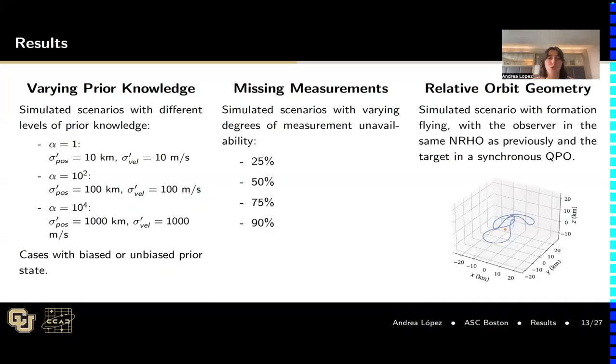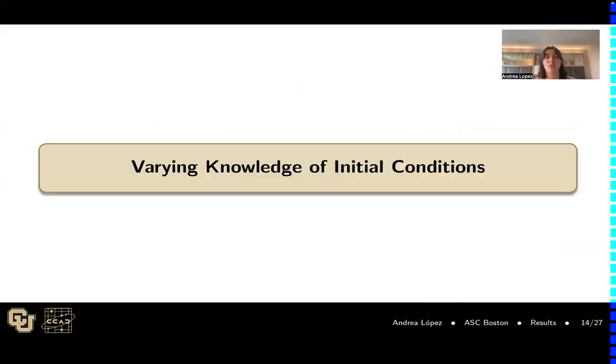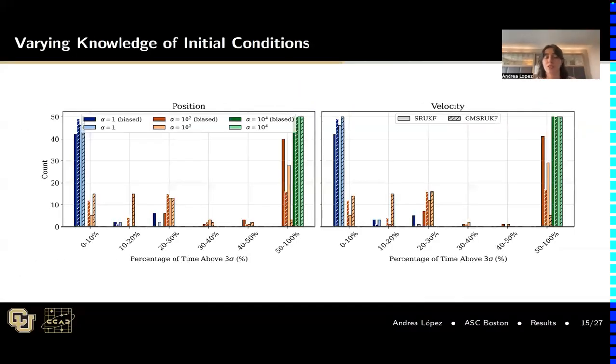Those two prior cases are with the lead follower configuration. And then we're also looking at how the relative orbit geometry can influence results, in the case with the NRHO to QPO relative motion.